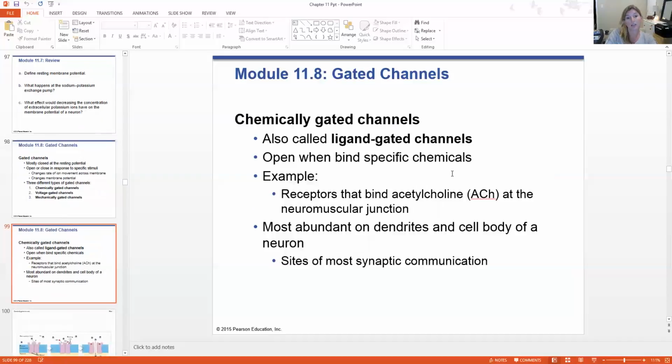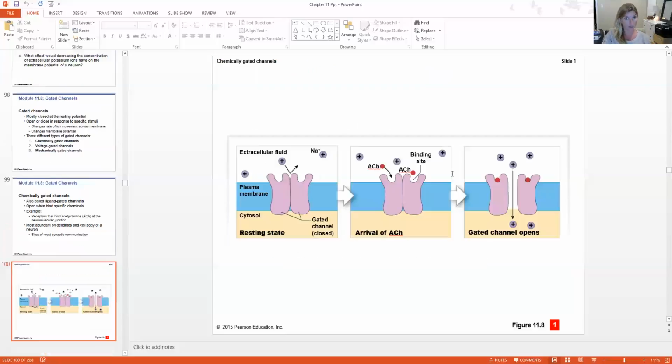So chemically gated channels are also called ligand gated channels. These are open when special chemicals bind to them. An example would be a receptor that binds acetylcholine at the neuromuscular junction. Acetylcholine binds, that's a chemical, and then our sodium channels open on that postsynaptic cell, on that muscle cell. Remember, the sodium rushes in and that causes the calcium to be released, etc. These chemically gated channels are most abundant on the dendrites and cell body of a neuron. It's the site of most synaptic communication.